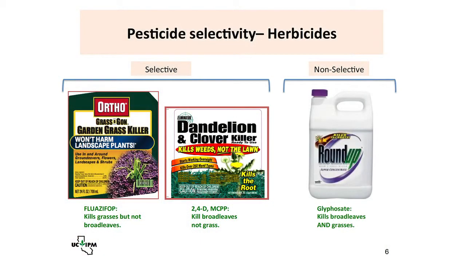For herbicides, selectivity is also an issue. We have some herbicides that kill grasses, but not broadleaves, so people might use those in their planting beds. Then we have other herbicides that are selective for broadleaves, but don't kill grasses, so people use those in their lawns. And then we have non-selective herbicides like glyphosate, or Roundup, that kill all plants. So when you're choosing an herbicide, it's really important that you know which plants will be affected.